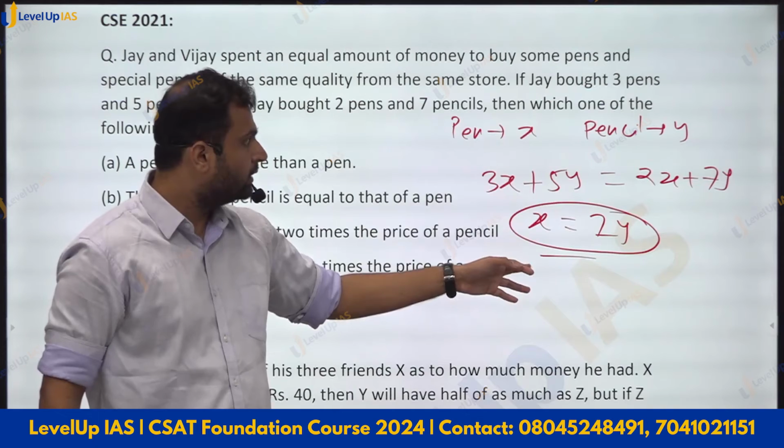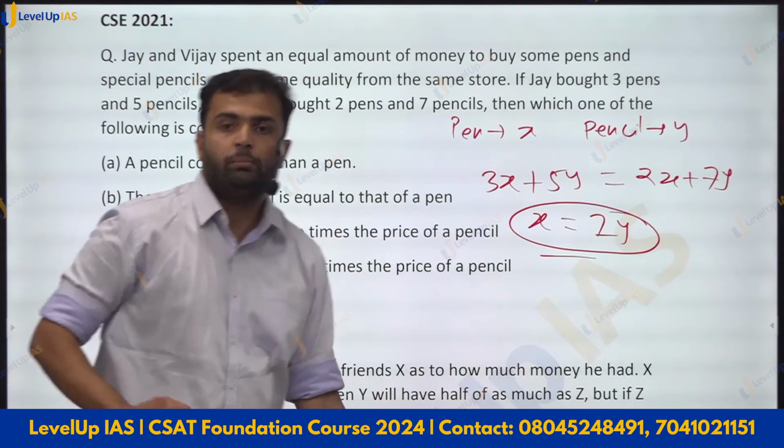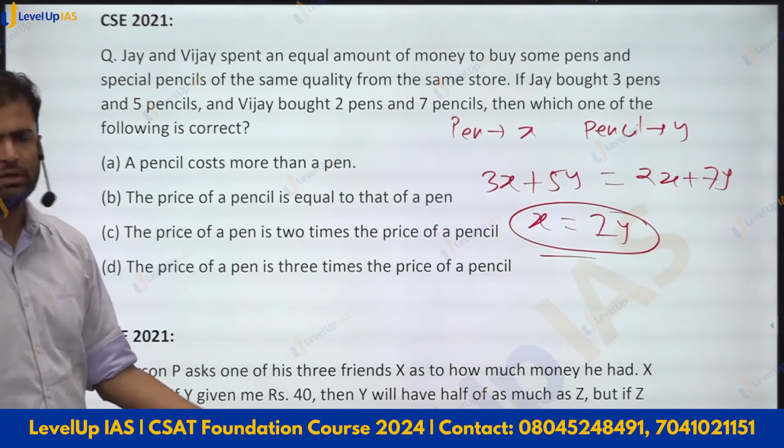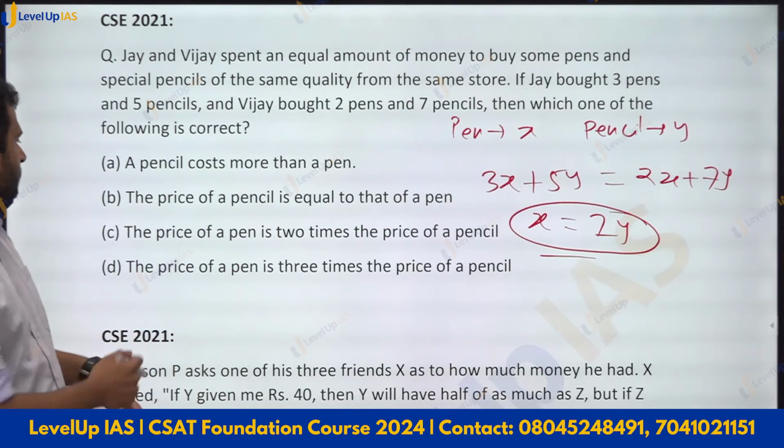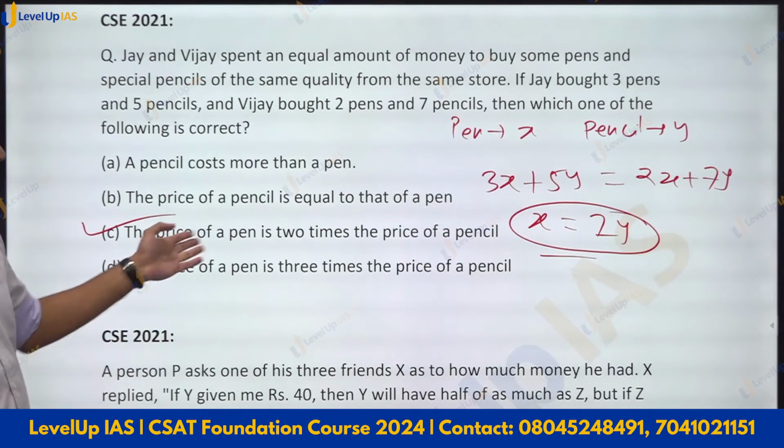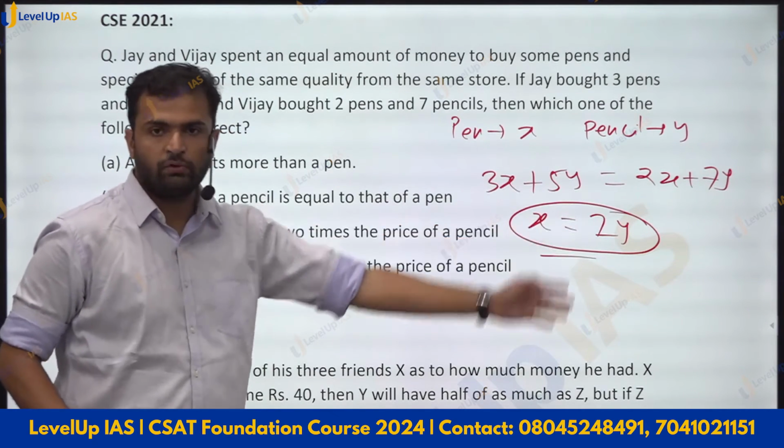Price of pen is 2 times the price of pencil. So which is costlier? Pen is costlier. That is the answer. Yes. Price of pen is 2 times the price of pencil. This is what we have got.